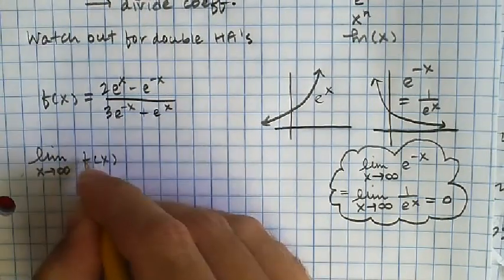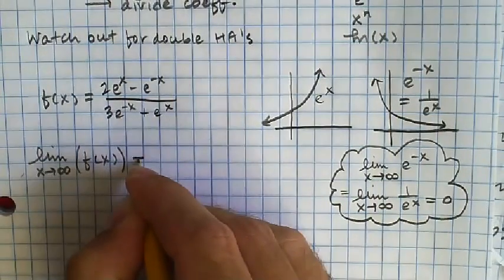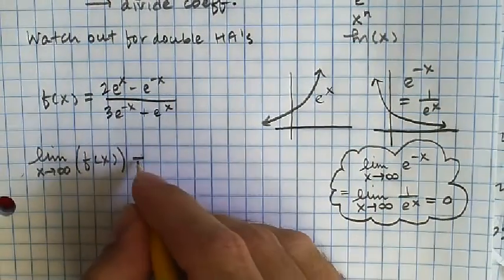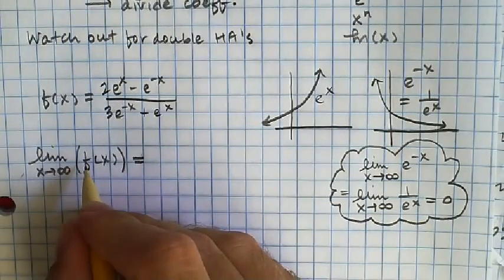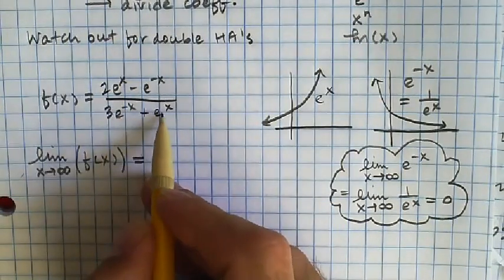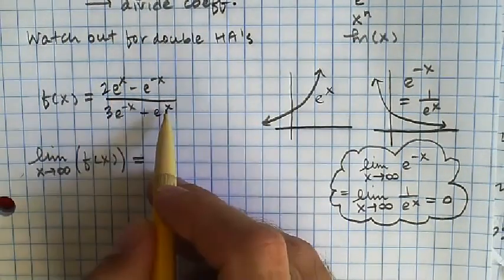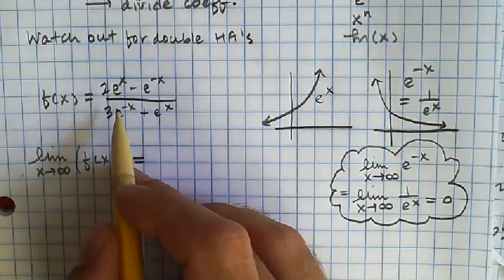f of x is equaling, okay, as x goes to infinity, well, e to the x and e to the x are the things that are going towards infinity. These are going to 0.